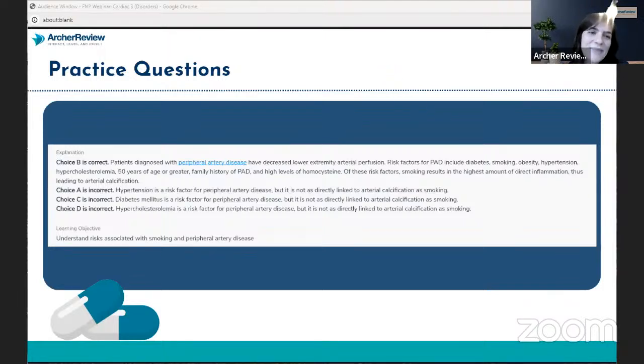That's great. So peripheral artery disease, we talked about the plaque building up again in those peripheral arteries, and smoking is definitely one of the biggest risk factors in your patient. So smoking results in the highest amount of direct inflammation leading to arterial calcification. So please don't ignore smoking cessation in your patients. If they're still actively smoking, you want to talk to them about that.